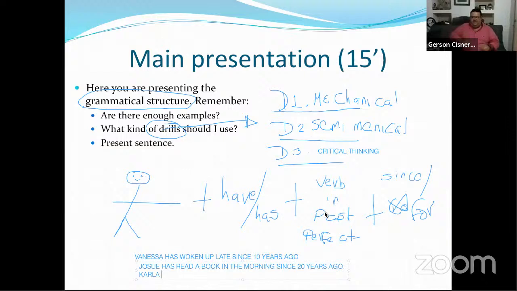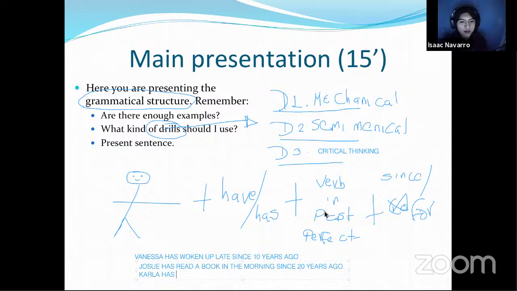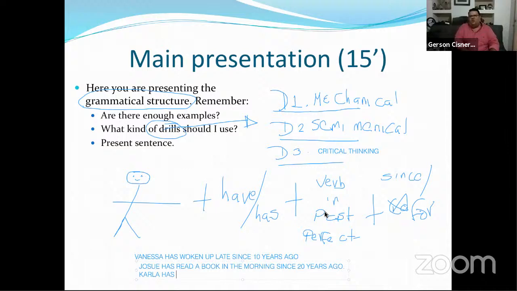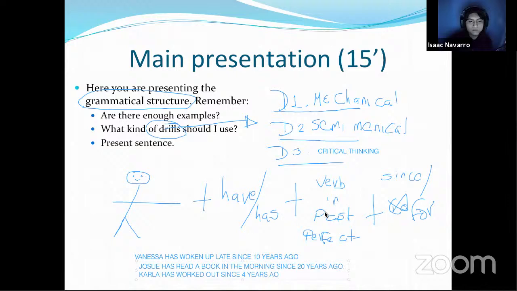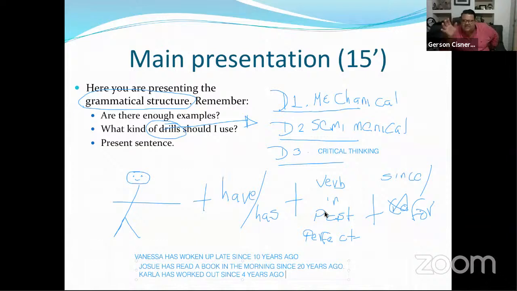Very good. So Isaac, complete the sentence. Carla, have or has? Carla has done, I think, exercise. No? Well, in English it is workout. Workout, okay. Carla has workout since 4 years ago. Very good. See, now this is semi-mechanical. Isaac had to think in the development of the sentence. See the difference? Okay, now you move to the next drill, which is the critical thinking.